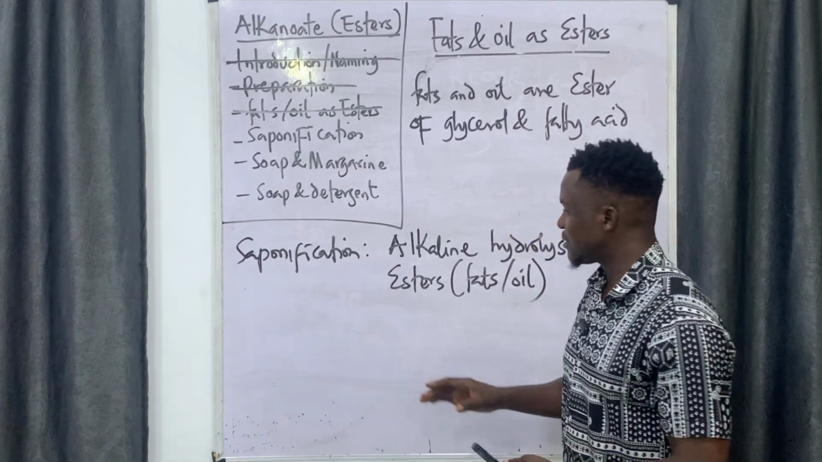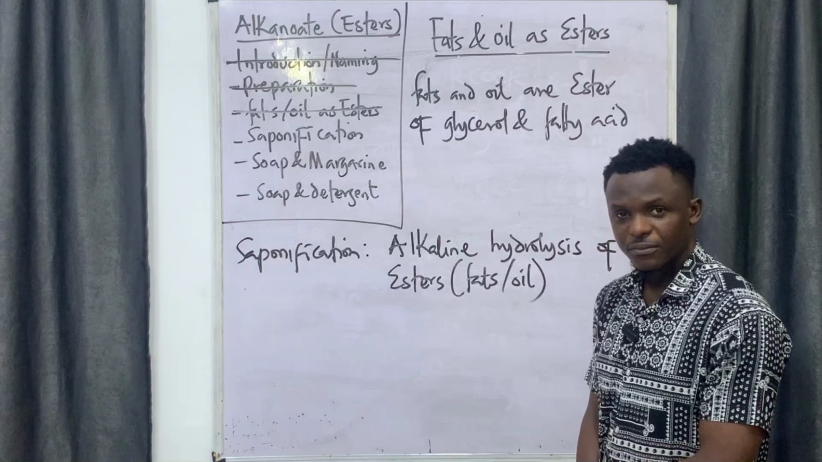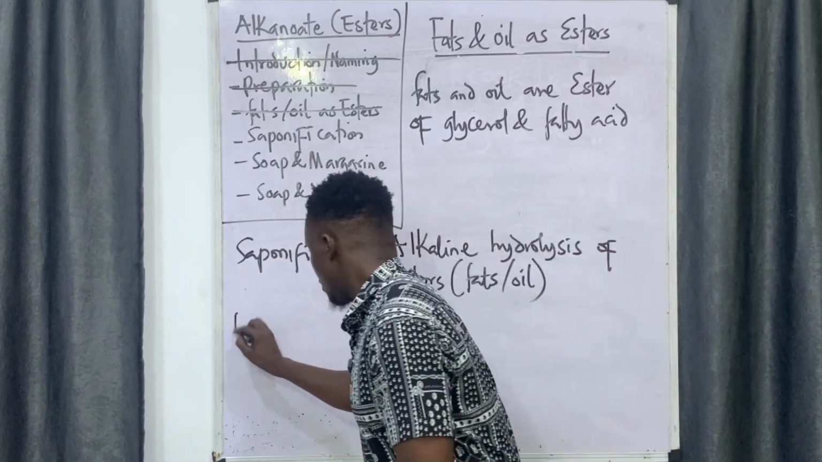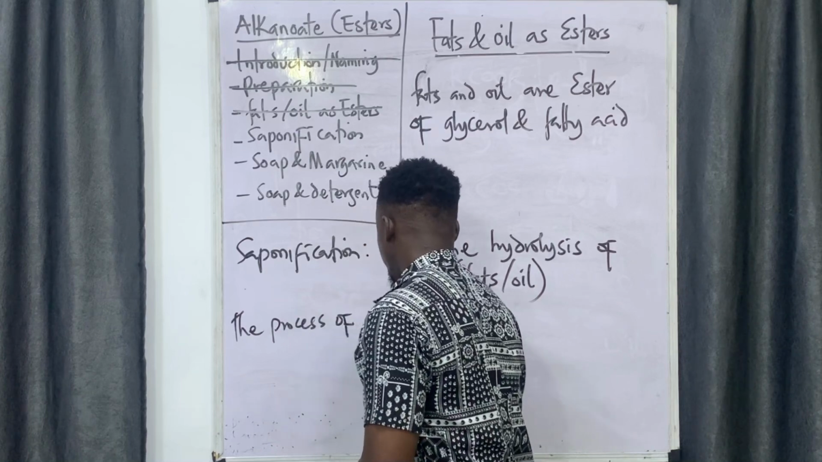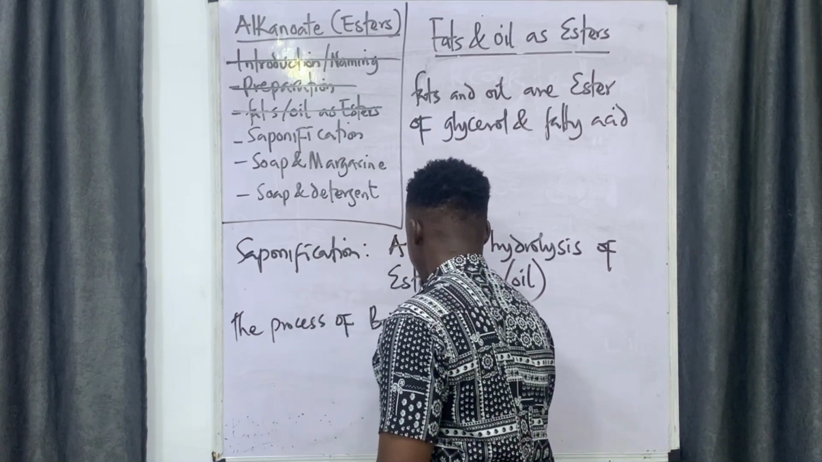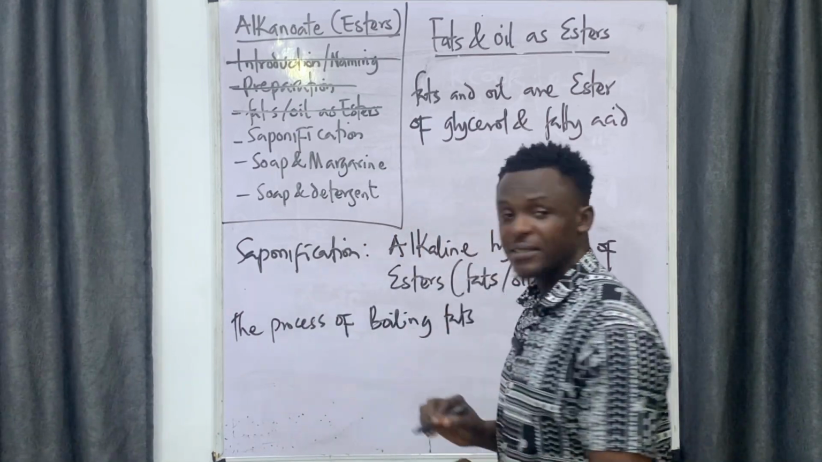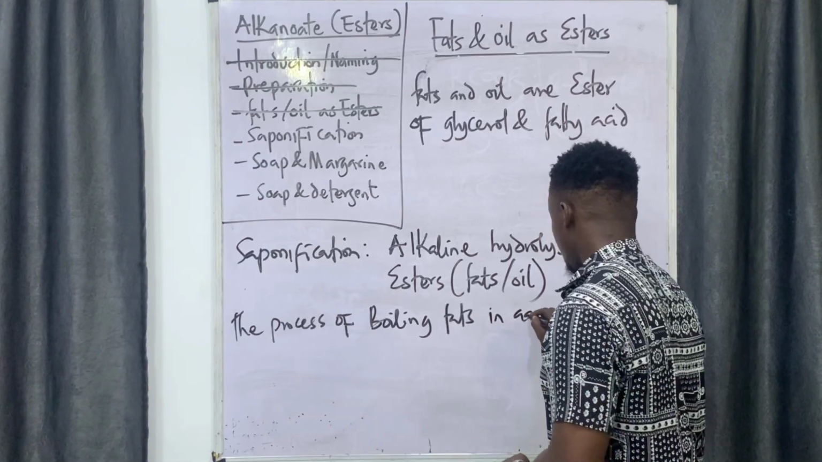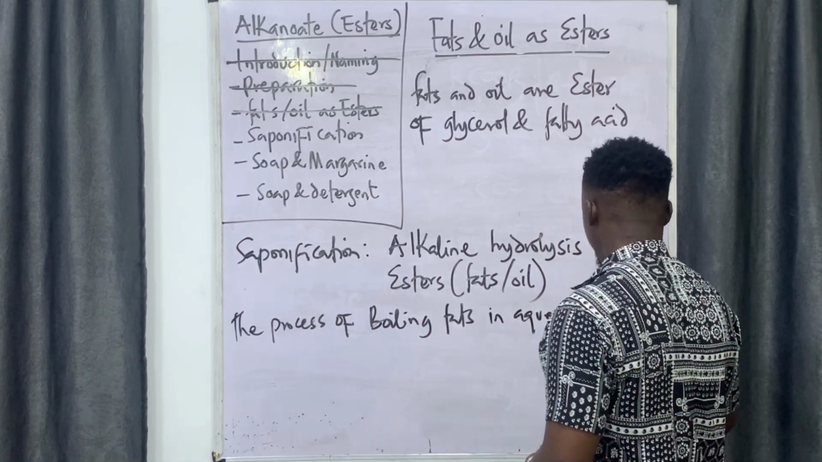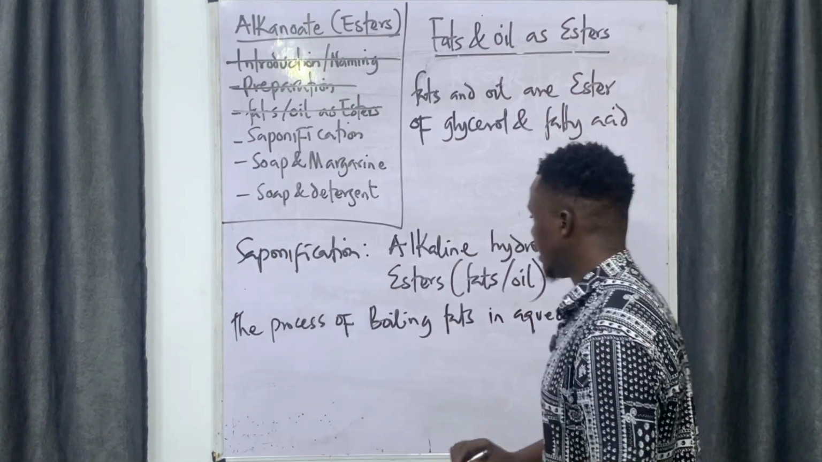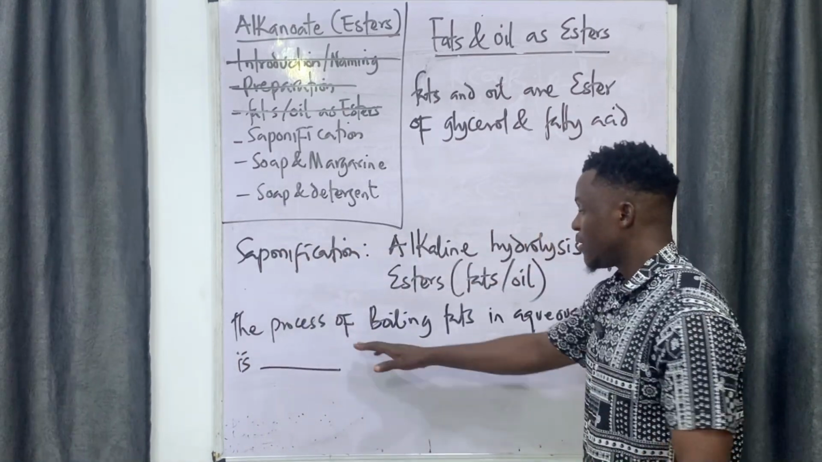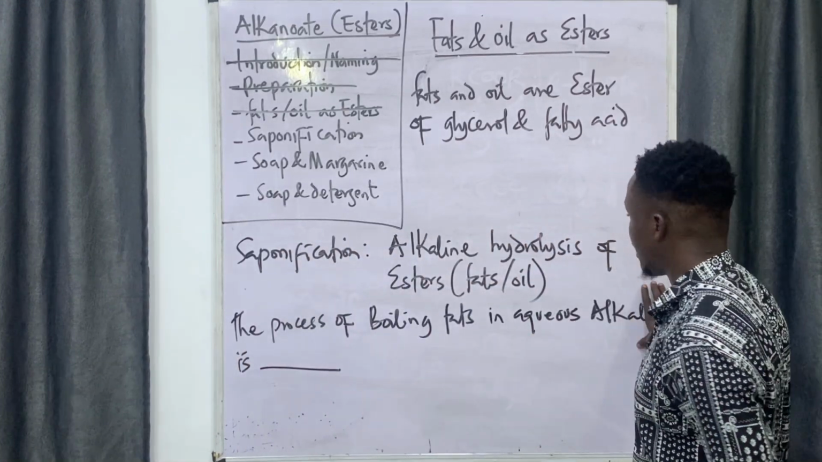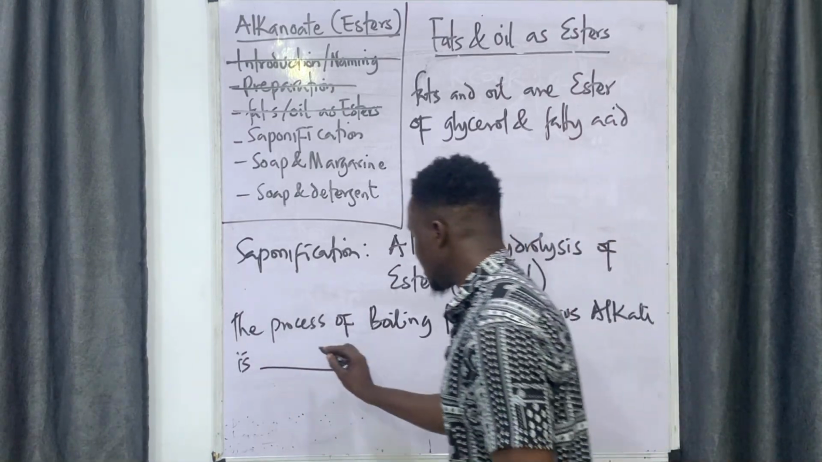But most of the times they might not use this definition. They could say the process of boiling fat in aqueous alkali is dash. Now look at this. The process of boiling fat in aqueous alkali is dash. Please, the answer is still saponification.